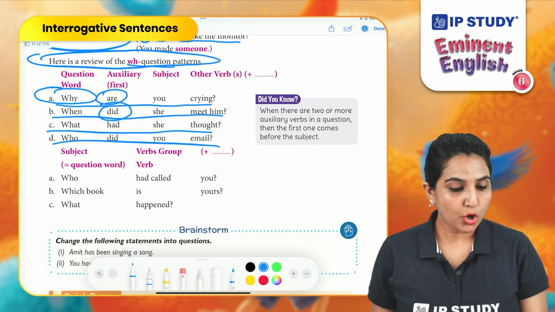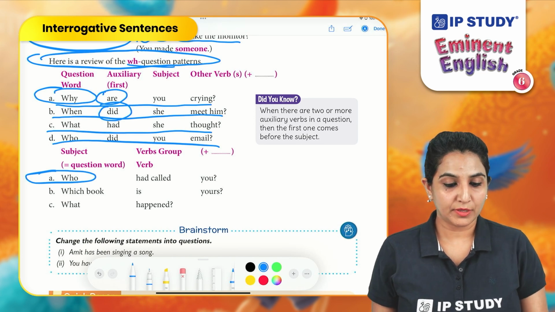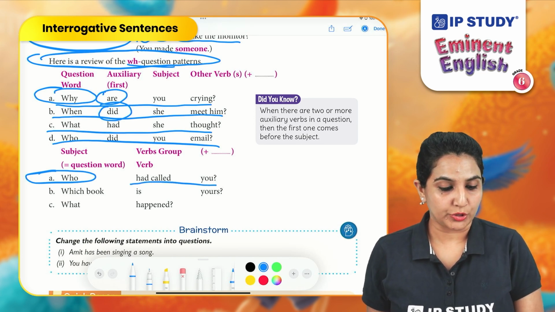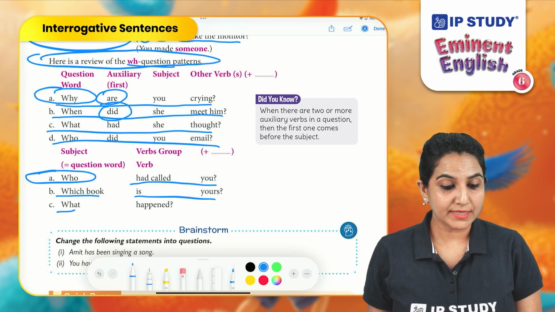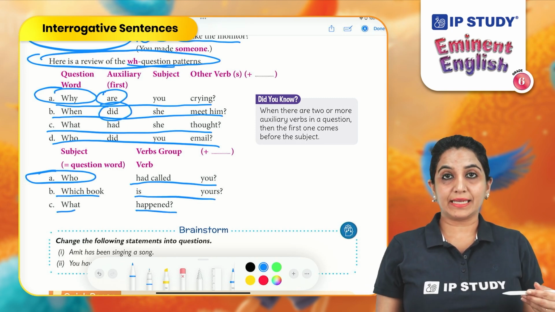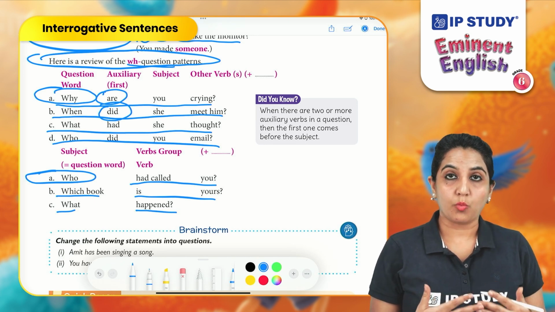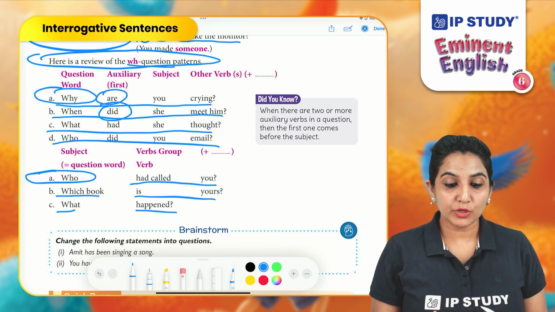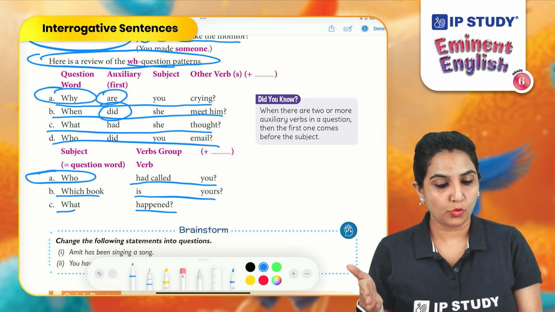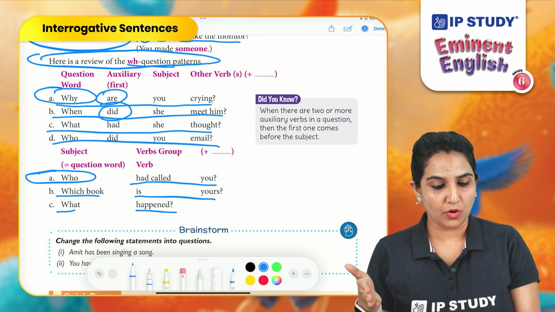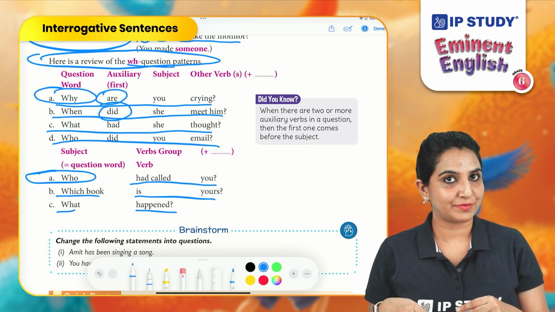Now when who is used as the subject. Who had called you? Which book is yours? What happened? Now in these kinds of sentences where who, which or what are used as subjects, we use the verb groups first and then the subjects, like who had called you, which book is yours, and what happened. So this was all about interrogative sentences.